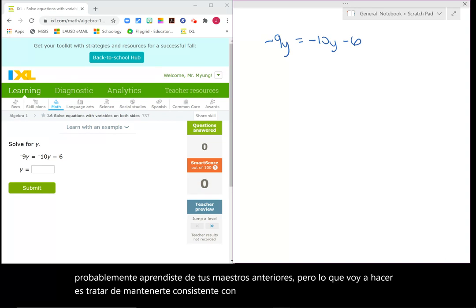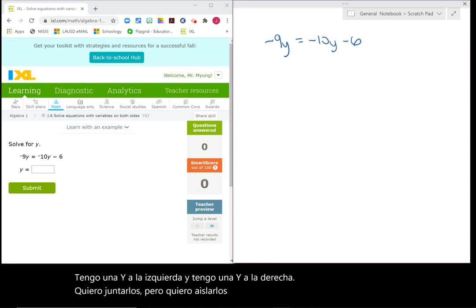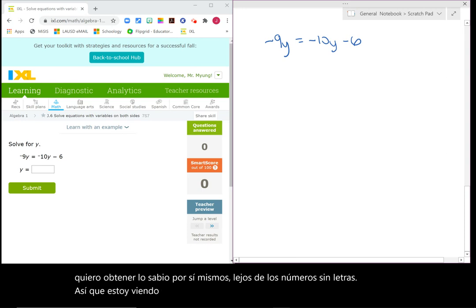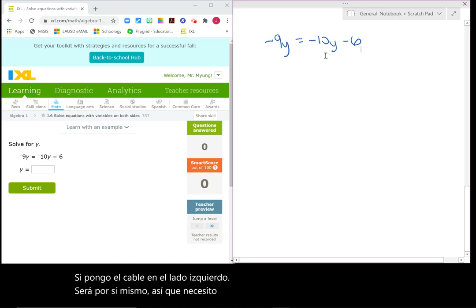Here we go. I have a y on the left and I have a y on the right. I want to put them together, but I want to isolate it at the same time. In other words, I want to get the y's by themselves away from the numbers with no letters. So I'm looking at this problem and I go, you know what? If I put the y on the left-hand side, it will be by itself. So I need to move this negative 10y.